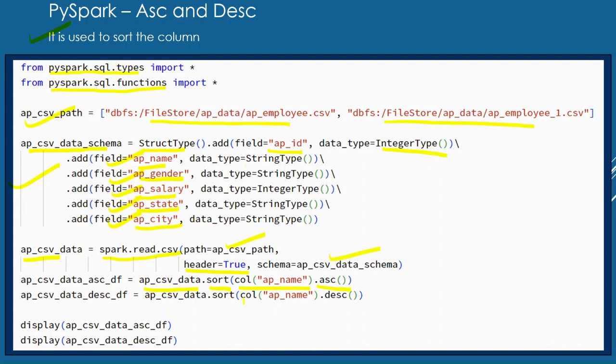Here we are saying the same thing: sort with the AP underscore name column with the help of the sort function in descending order. So what will descending order do? First the highest and then the lowest. In the alphabet, it will start from Z and end with A. When these two data frames get created, we will see the content with the help of the display function.